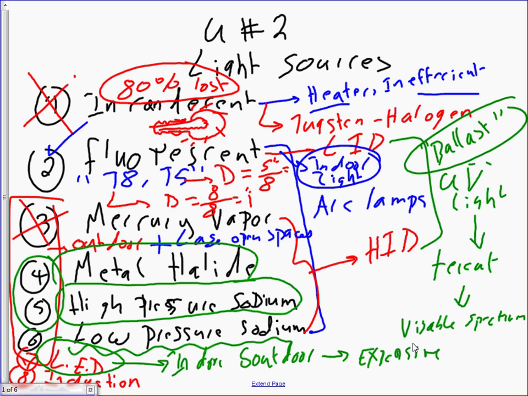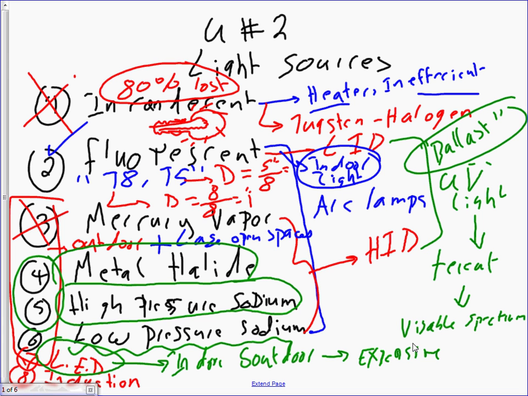Okay, let's go to fluorescent, mercury, metal halide, and high pressure sodium. You can see that green, the blue stuff. These are called the arc lamps. There are two ways of generating light. One way is to heat a resistor and it glows. That's the incandescent. The other way is by creating an arc.